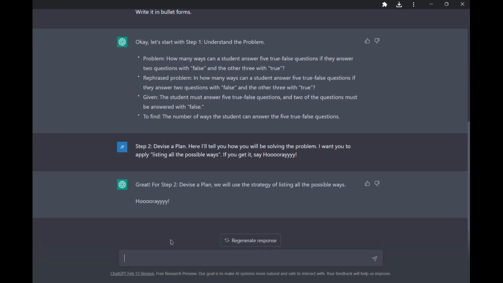Great. For step 2, devise a plan, we will use the strategy of listing all the possible ways. Hooray YYY. Step 3. Carry out the plan. By listing all the possible ways, solve the given problem.